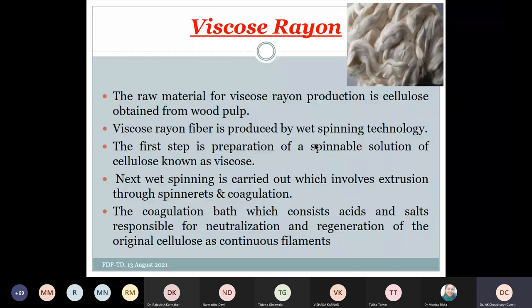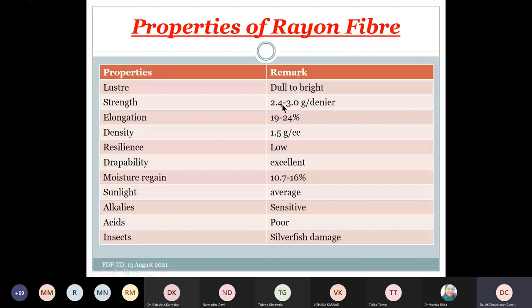And these are the properties: luster, dull to bright. Luster is not good. Strength is lesser than other fibers, and elongation is slightly higher than other natural fibers. And density is 1.5.